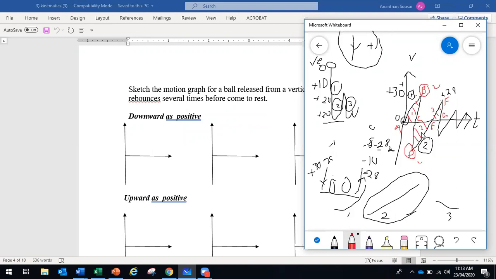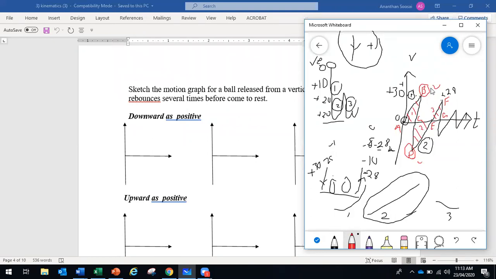So is area 1 greater or area 2 greater? Area 1 is greater, because you drop from a certain height, 5 meters let's say, and when it rebounds, it might achieve 3 meters back. So the 5 meters is area 1, and the 3 meters is area 2, the rebound side.